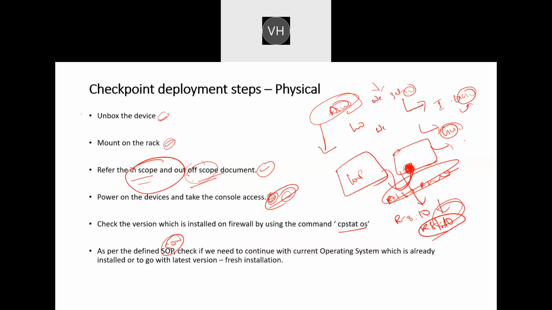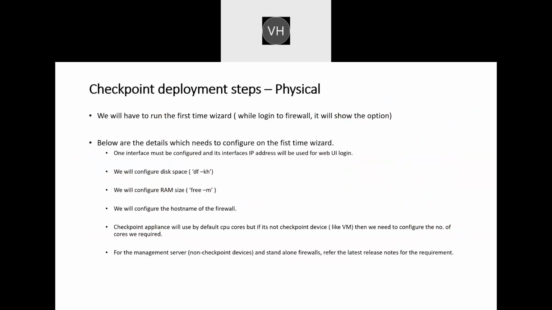Is it clear regarding these points? First one is unboxing the device, mounting it on the rack, referring to the scope of work document, powering on the device, getting the console access, and checking which version it is running, and deciding whether we need to proceed with the current running version or install the new latest version. Okay, clear so far? Yeah, clear, Harsha.